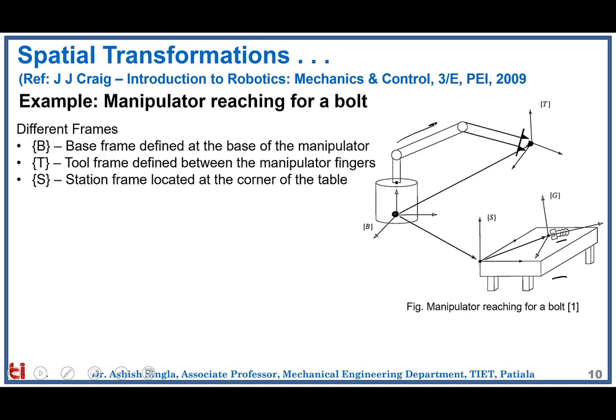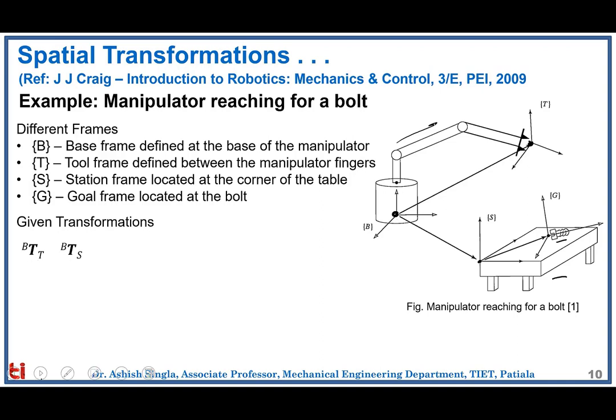Then we have frame S, which is defined at one corner of the table on which the bolt is lying. And finally, we have the G frame, called the goal frame, which is attached to the bolt. Basically, we want to describe the representation of frame G with respect to frame T. What is known to us? First of all, we know the end effector with respect to the base, that is, the transformation of T with respect to frame B.